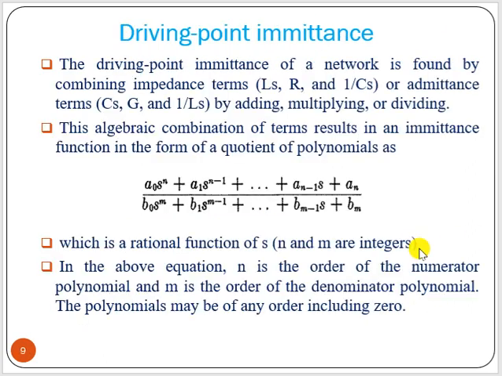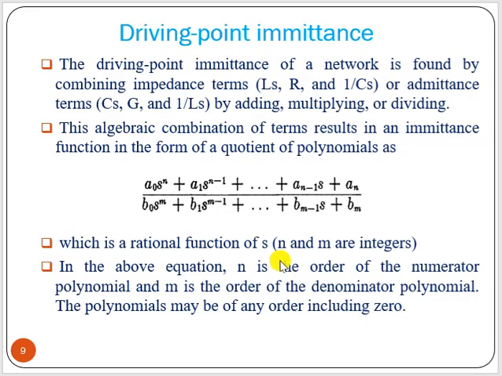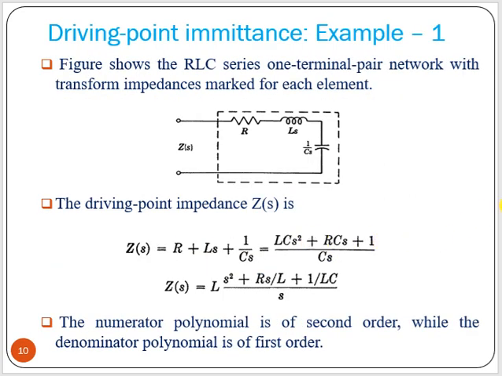Now see here, this Zs is written as k into a ratio of two polynomials. Now the order can be different. So this can be written as a rational function of two polynomials.